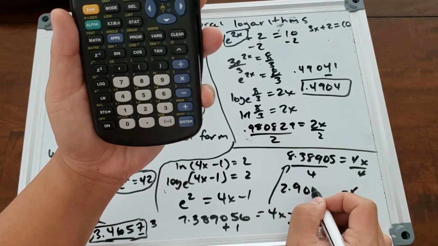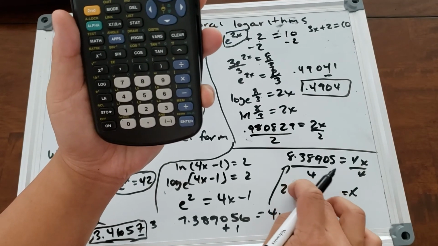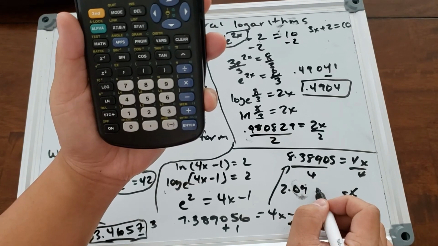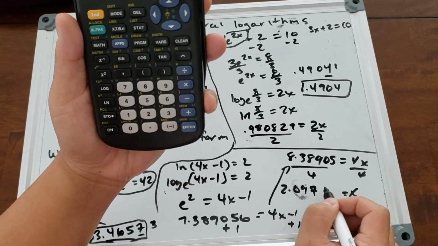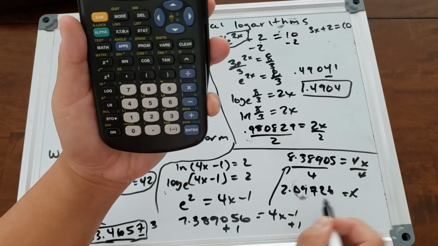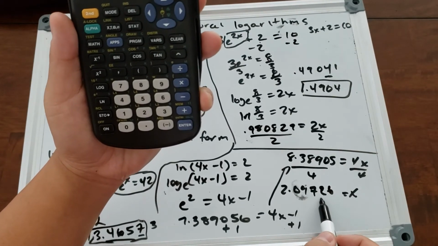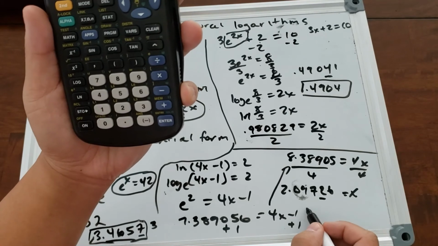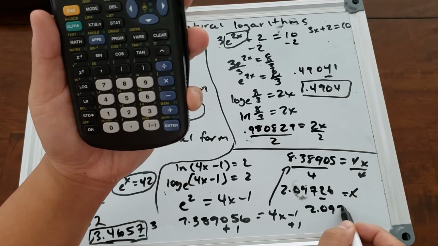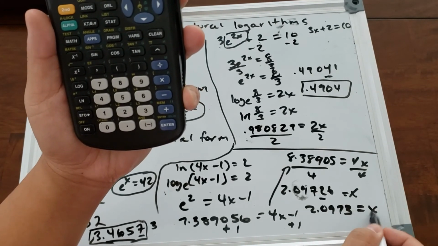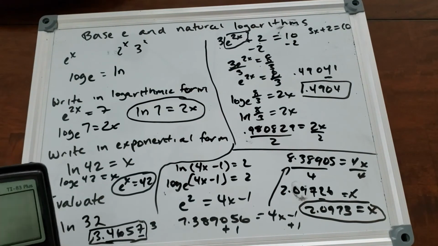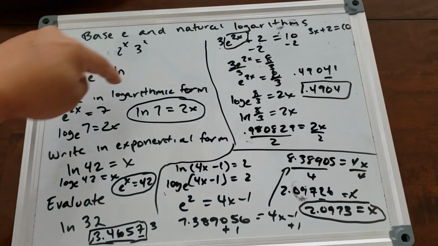2.90, or sorry, 0.90726. Okay, so I count 1, 2, 3, 4. The number on the right is 5 or bigger, so I'm going to add one to this. So this is going to be 2.0973 equals my x.